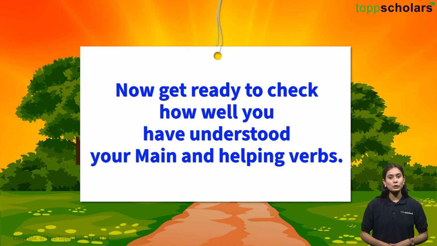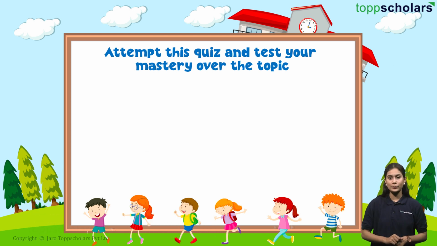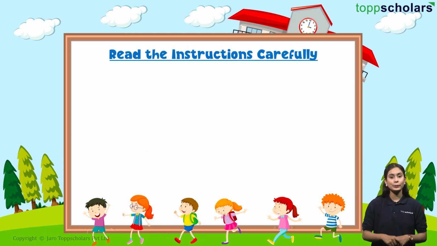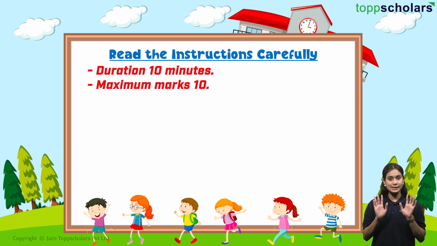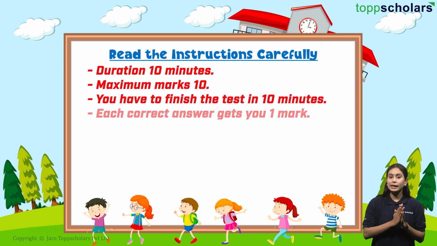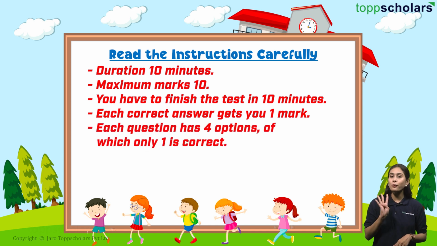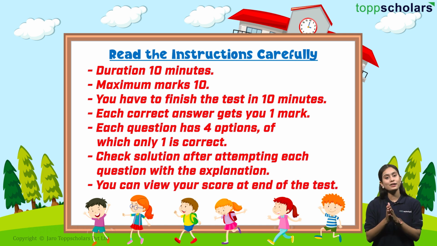Now, get ready to check how well you have understood your main and helping verbs. Attempt this quiz and test your mastery over the topic. Read the instructions carefully. Duration 10 minutes. Maximum marks 10. You have to finish the test in 10 minutes. Each correct answer gets you 1 mark. Each question has 4 options of which only 1 is correct. Check the solution after attempting each question with the explanation. You can view your score at the end of the test.